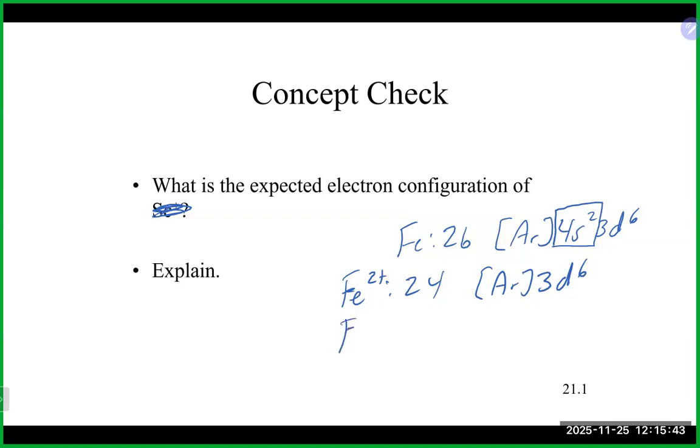If iron made a +3 charge, it would have 23 electrons. At this point, we would take 2 out of the s and now have to take 1 out of our d. That would give us argon 3d5, which means it has 5 d electrons. Any questions on that? Okay.